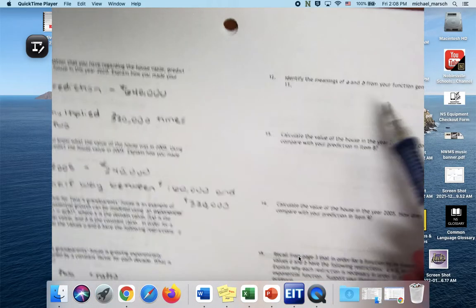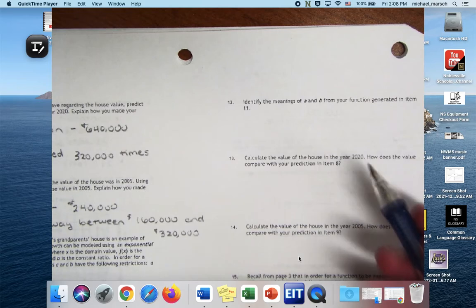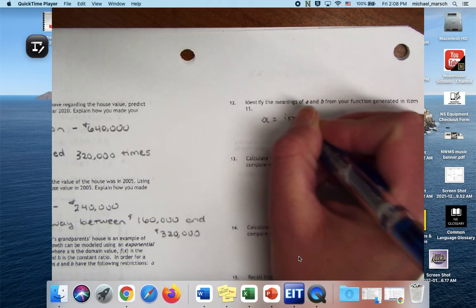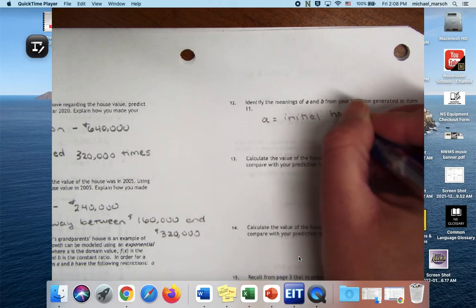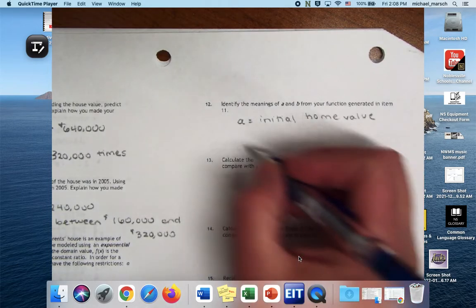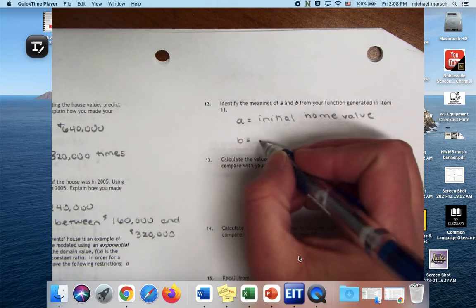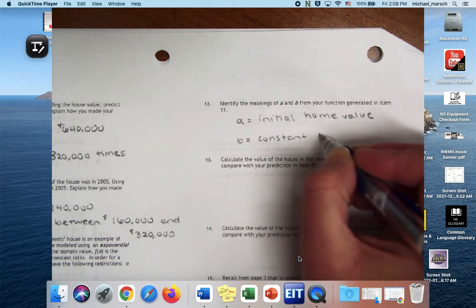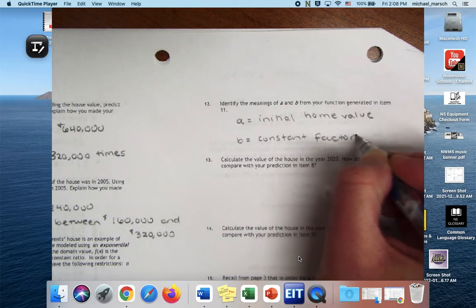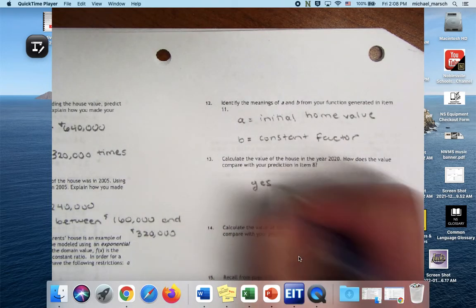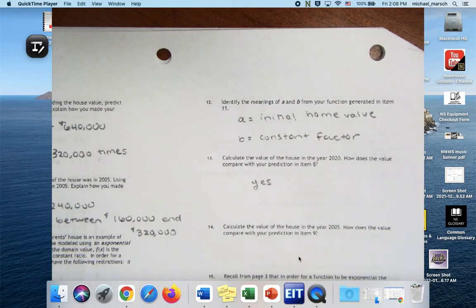Okay, so it just asked us to identify the meanings of a and b from our function. So obviously this is a equals initial home value. Right? B equals the constant factor. Oh, we just did number 13, didn't we? We're just going to write yes. It matched because we smarties.